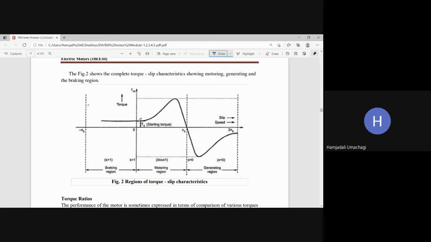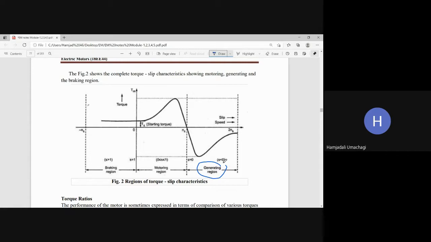So we have already seen that. From slip s equal to 0 to slip s equal to 1, this is the motoring region. So slip lying in the range of 0 to 1 is nothing but the motoring region. And for slip s less than 0, it is negative slip. Negative slip means the induction machine is acting as a generator, in the range of slip s equal to 0 to slip less than 0, that is negative slip.